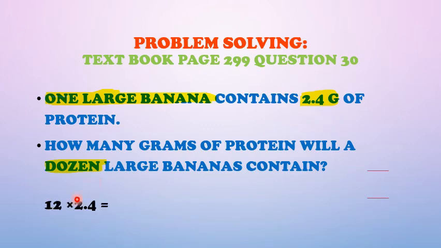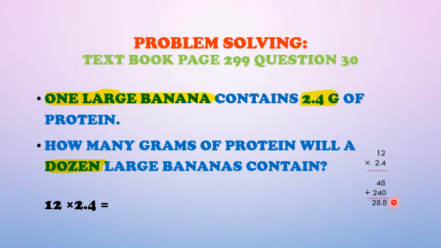12, because I have a dozen, times 2.4. To answer this question, I will write the problem vertically, ignore the decimal point, and multiply. 4 times 2 equals 8. 4 times 1 equals 4. To multiply the next digit, I will write 0 as a placeholder. Then start to multiply. 2 times 2 equals 4. 2 times 1 equals 2.